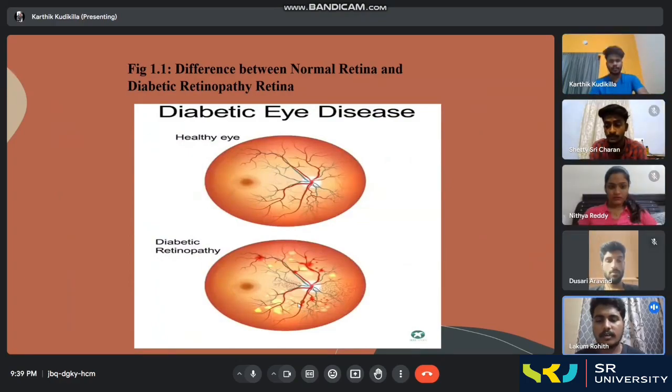This is the difference between a normal and a diabetic eye. In the normal eye, there are no blood dots. The supply of blood to the retina is normal, like a healthy eye. In a diabetic retinal eye, there is leakage in the blood vessels that supply blood to the retina, and this causes blindness in diabetic patients.